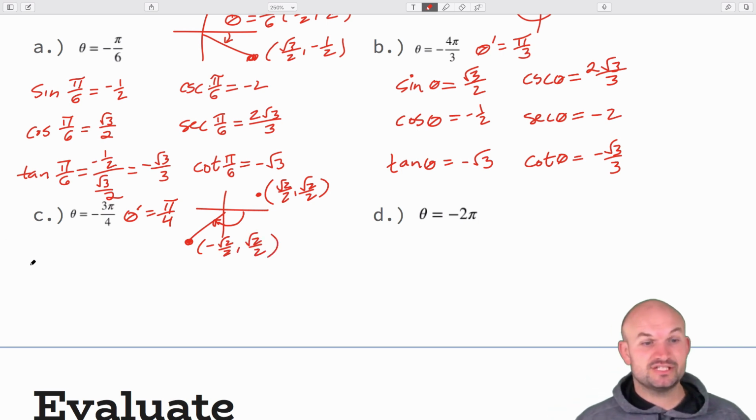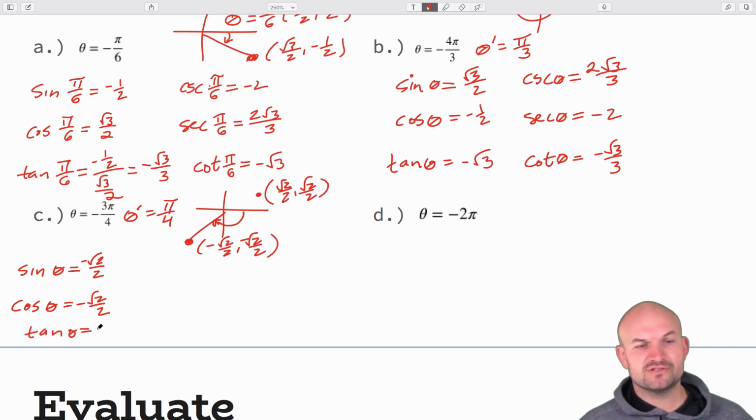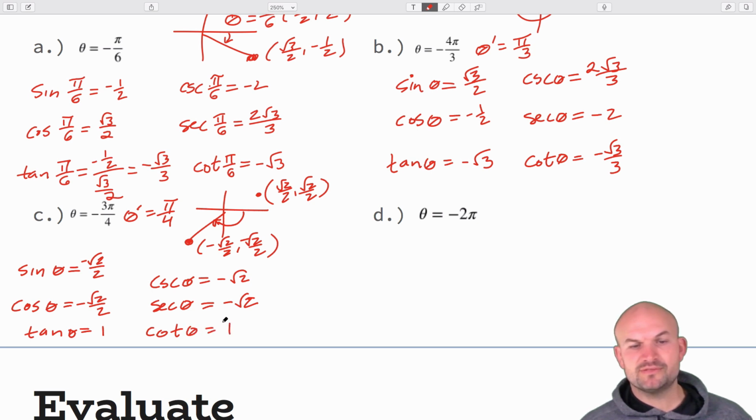So let's go and evaluate these 6 trig functions. So the sine of theta, because I don't want to write negative 3 pi over 4 every time, is going to be negative square root of 2 over 2. Cosine of theta is going to be a negative square root of 2 over 2. And hopefully you remember this answer. The tangent of theta is going to be a positive 1. The cosecant of theta is going to be the reciprocal of that, which ends up being negative square root of 2. The secant of theta, which is the reciprocal of that, is negative square root of 2. And then last but not least, guys, the cotangent of theta is just going to be positive 1.